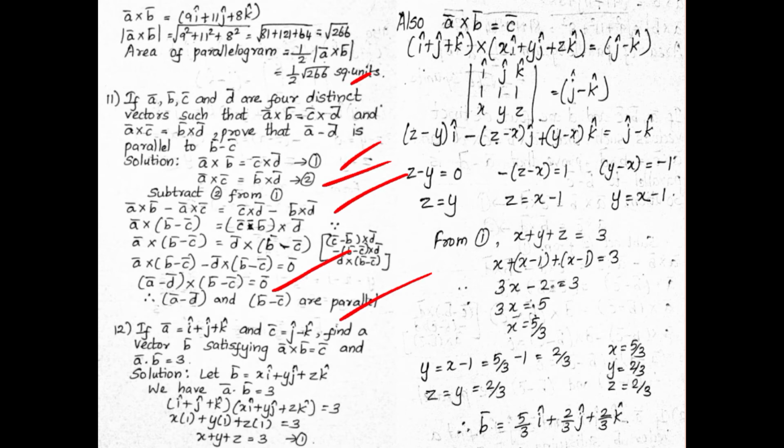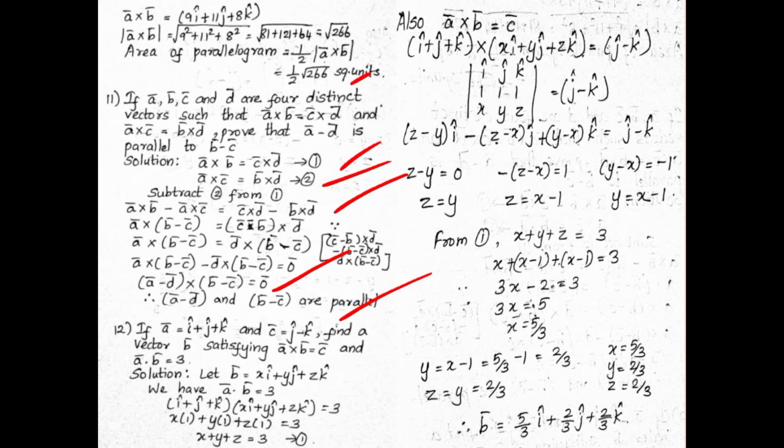See the 12th question. If A vector is equal to i plus j plus k, C vector is j minus k, find a vector B vector satisfying A vector cross B vector is equal to C vector and A vector dot B vector is equal to 3. So here we have to find B vector where the relation between A vector, B vector and C vector is given. Okay, see the solution.